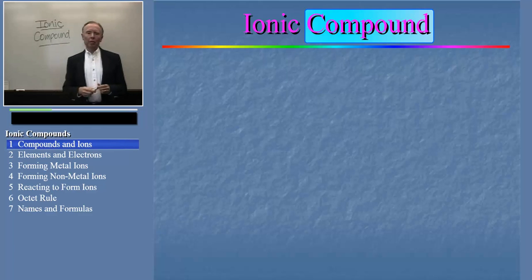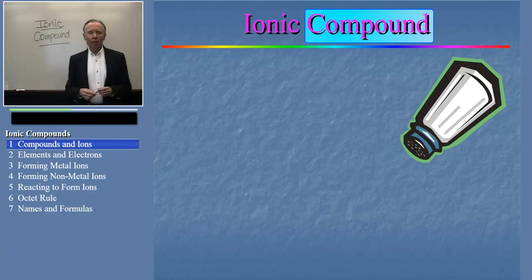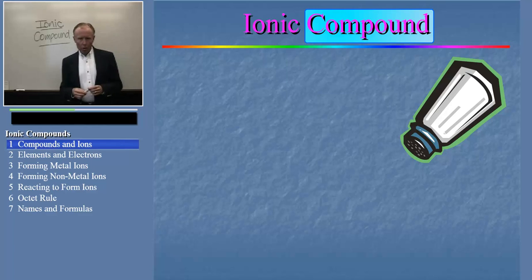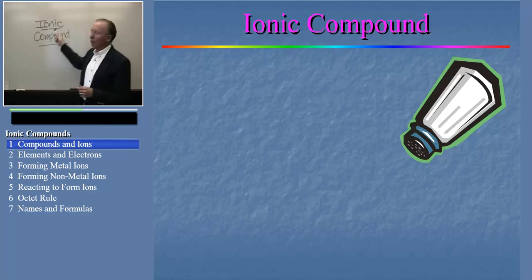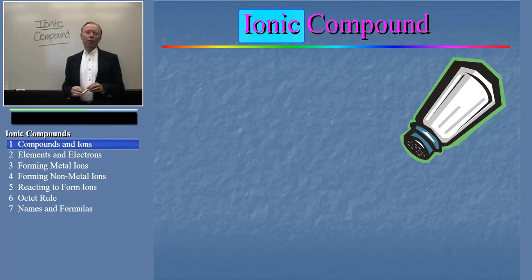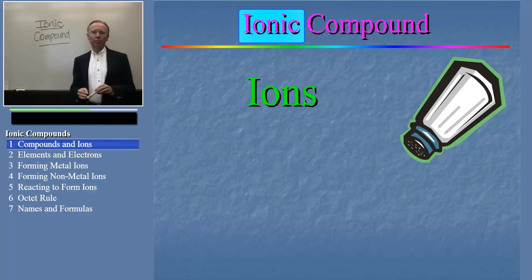First, the word compound. A compound is a chemical species made up of more than one element. For example, that table salt you put on your mashed potatoes last night is a compound between the elements sodium and chlorine. Now, the word ionic indicates that the compound is made up of ions.